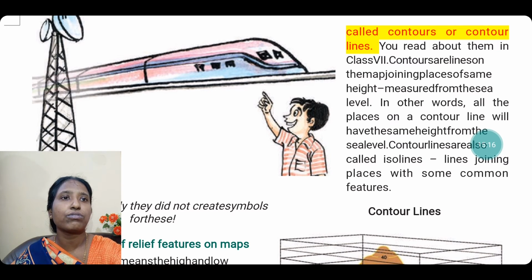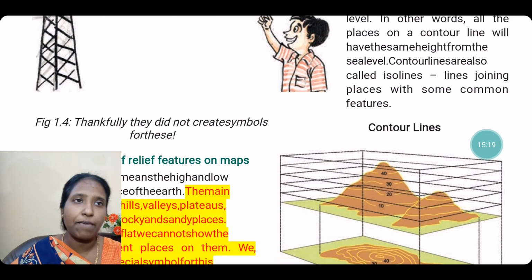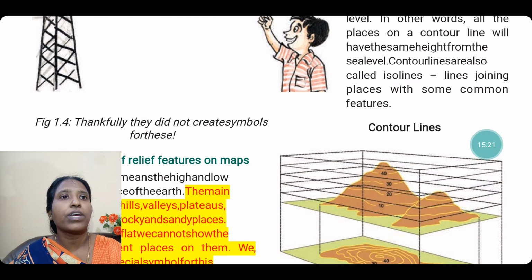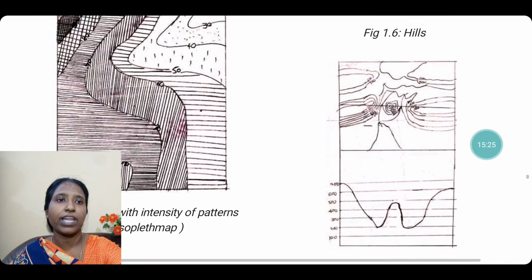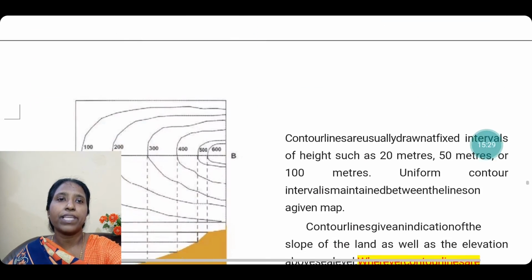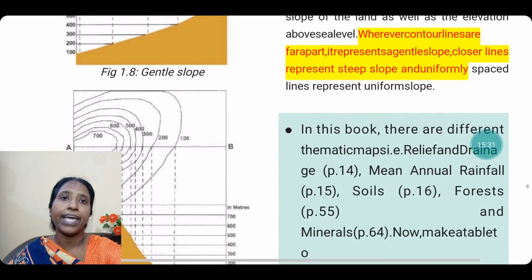Contour lines are also called iso lines. Iso means same. Lines joining places with the same common feature. So you can see the contour lines here joining all the places with the same height.